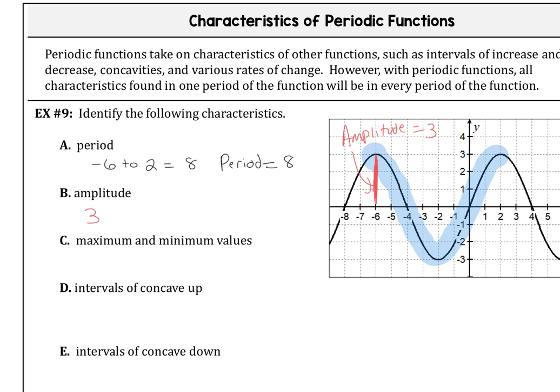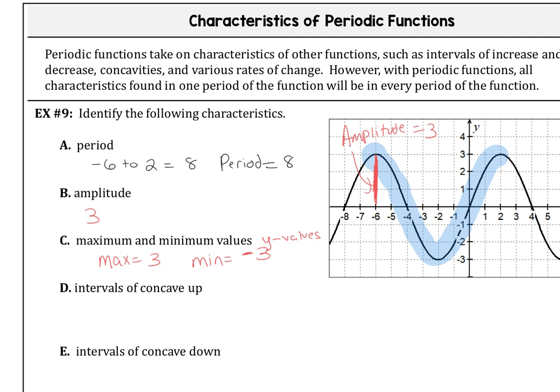Our max and our min value, remember when we say max and min, we're talking about what are the y values there. Well, the max that it gets to is 3. The min that it gets to is -3. We're just looking at y values there. What's the highest and the lowest it gets to?